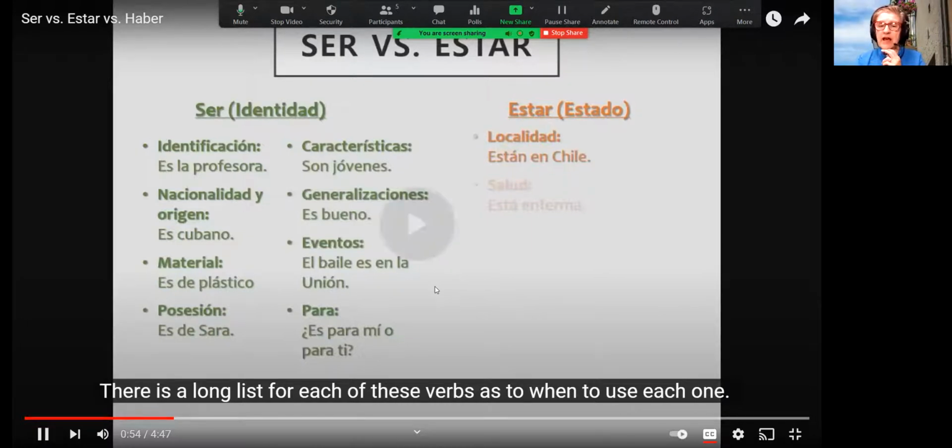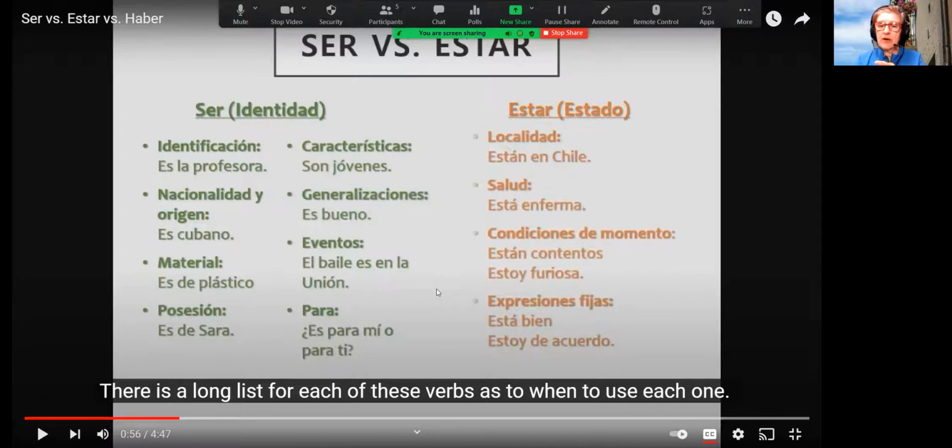And now look at what happens with estar, as to when to use each one. Here we go. When to use estar? Localidad, location, salud, health. Está enferma, is sick. Condiciones de momento. Están contentos. Estoy furiosa. These are emotion words. Contentos, happy. Furiosa, mad, spitting mad, furious. So you see how we get that little rhyme, how you feel, and where you are. And then it says expresiones fijas, fixed expressions. Está bien, it's okay. Estoy de acuerdo, I agree.